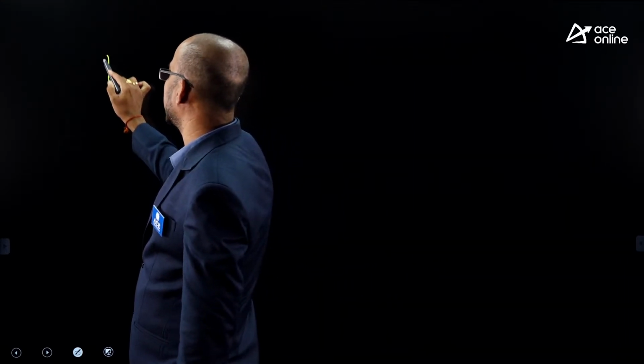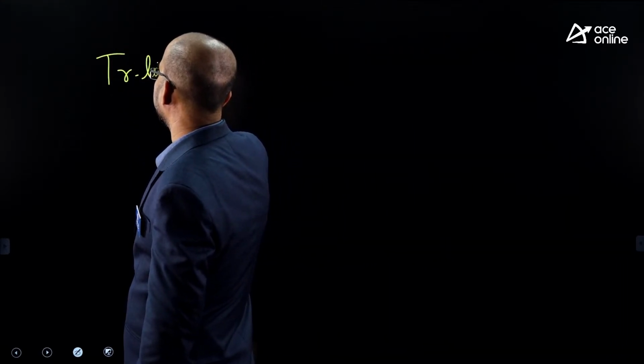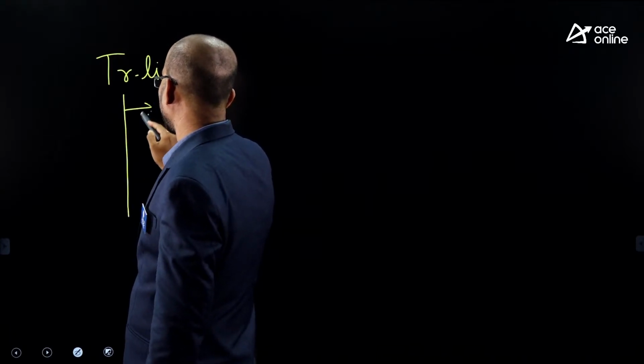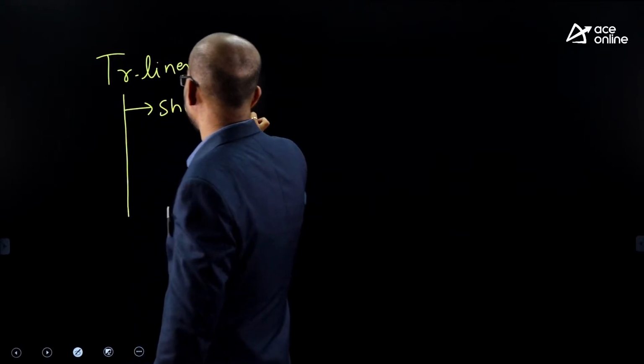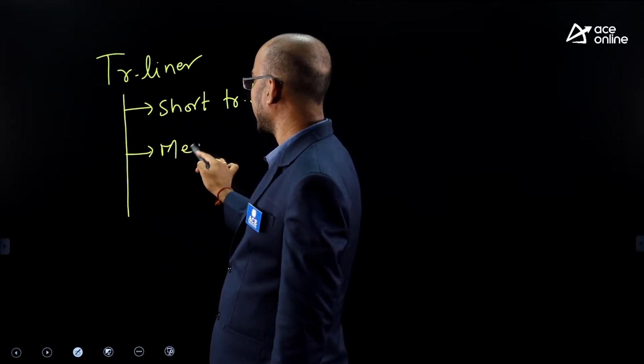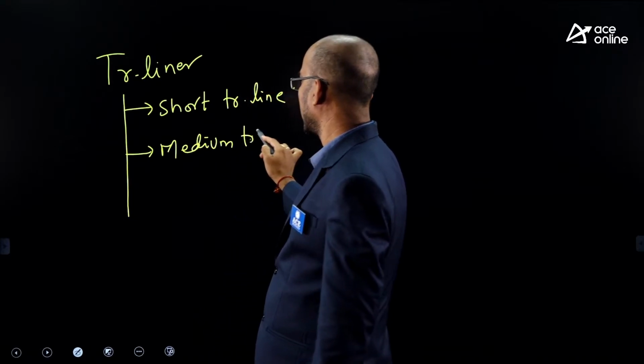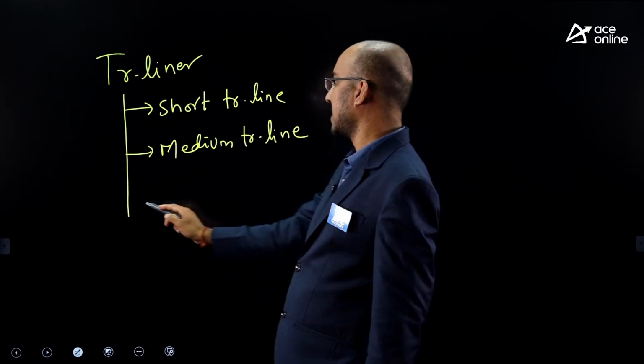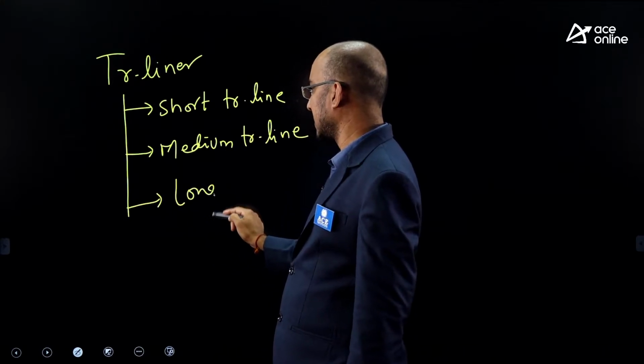Now once we have gone through this characteristic, coming to the application of impedance relay. Where do you use the impedance relay? That's the point here. I have said that distance relays are used in transmission lines. Here the transmission lines are of three types: short transmission line, medium transmission line, and long transmission line.